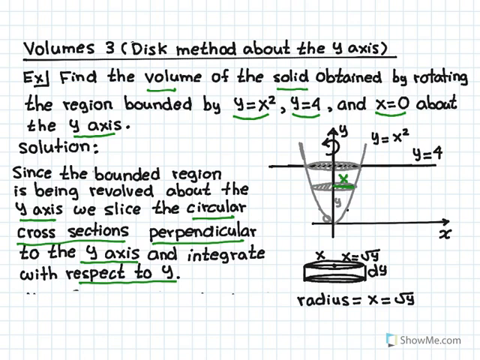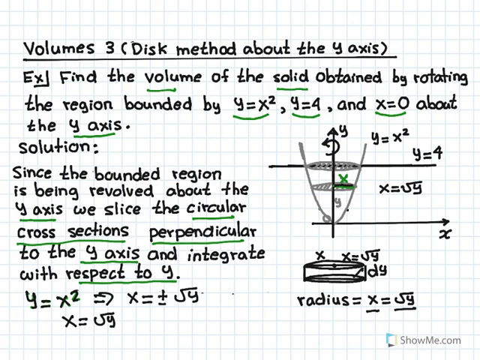So let's do that. We have y equals x squared. Square root both sides, and we get x is equal to plus or minus root y. We're going to only look at x equals root y, the positive radius. So this is the radius of rotation, and we've defined it in terms of y. All right, so the radius is x, and x is equal to root y.